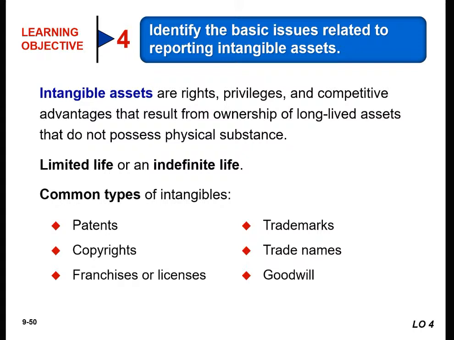Intangible assets are rights, privileges, and competitive advantages that result from ownership of long-lived assets that do not actually have a physical substance. You can't actually touch them. Some well-known intangibles are patents of Microsoft, franchises of McDonald's, the trade name iPod, Nike's trademark swoosh. Intangibles can be evidenced by contracts, licenses, and other documents, and they can arise from a variety of sources, such as government grants, the acquisition of another business, or contractual agreements.